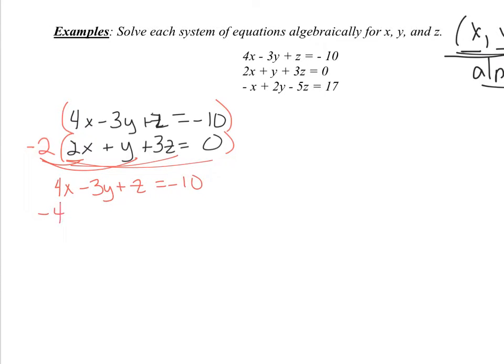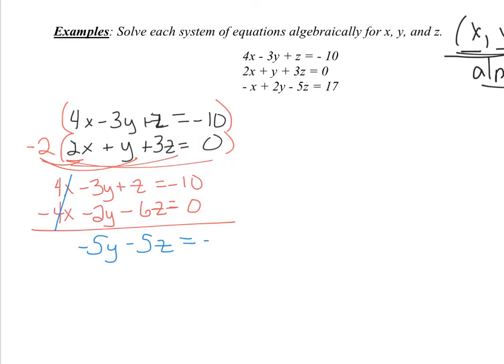So it's negative 4x, and that's our goal, to get those opposite. Minus 2y minus 6z equals 0. I put my line through my z because it's hard to tell if it's a 0 or 2 sometimes. So these go away, and that was our goal. So I'm left with negative 5y minus 5z equals negative 10. So we just simply add those up, and we get an equation with 2 variables. All right, big whoop.